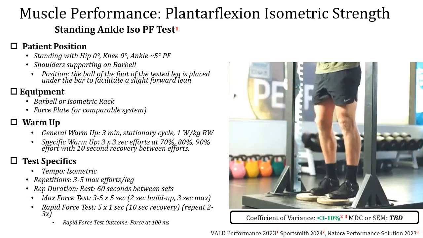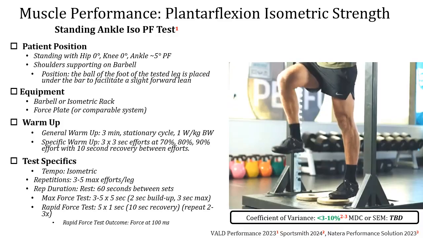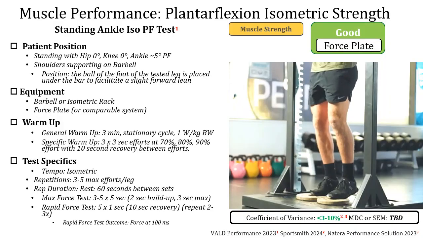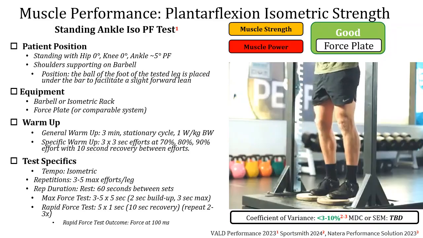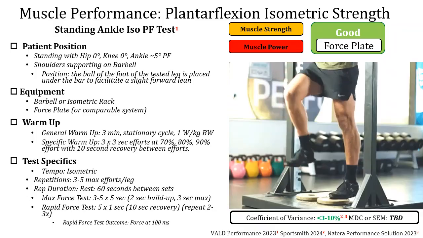The coefficient of variance with this is acceptable, with less than 3 to 10% difference in the overall output from one repetition to the next and across time. The minimal detectable change and standard error of measure, however, is still yet to be determined. And as I alluded to, this is going to be a good test. It's going to have both muscle strength capacity as well as muscle power.